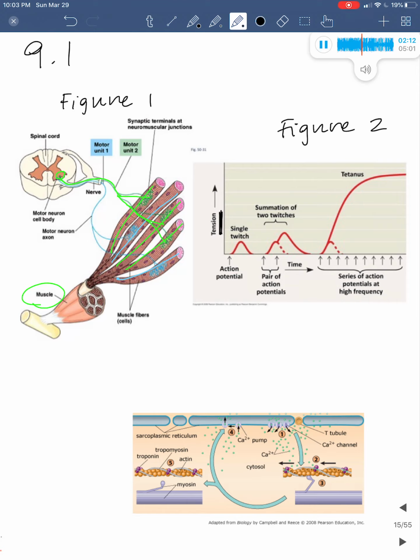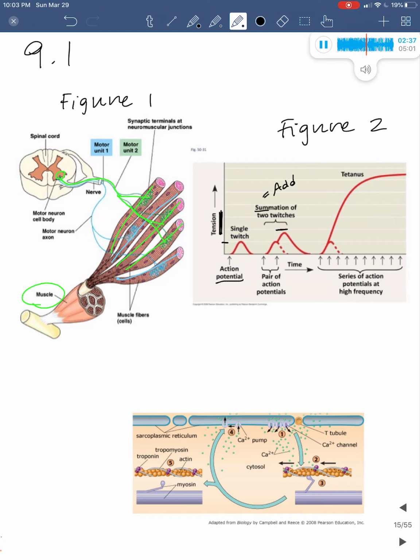So right here, a single action potential produces a single twitch, which produces a small amount of tension. However, when there are 2 or more action potentials closely spaced together, they add to each other because the muscle doesn't have enough time to relax in between each action potential. So as you can see, summation of 2 twitches, sum in math means to add, so you can just think about how they would add to each other, so the tension is higher than a single twitch.